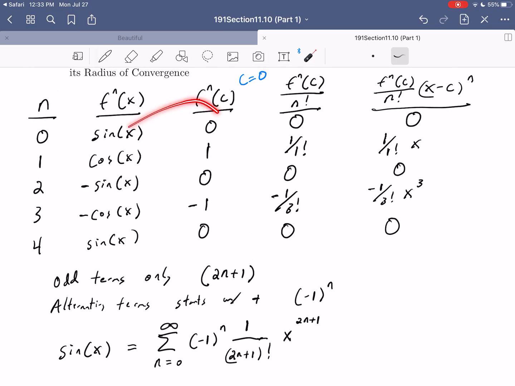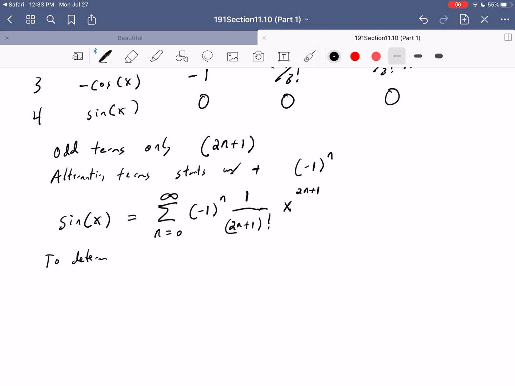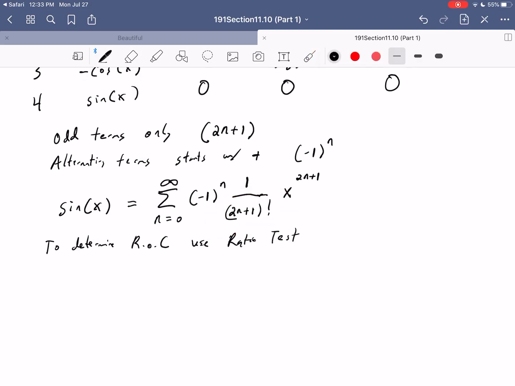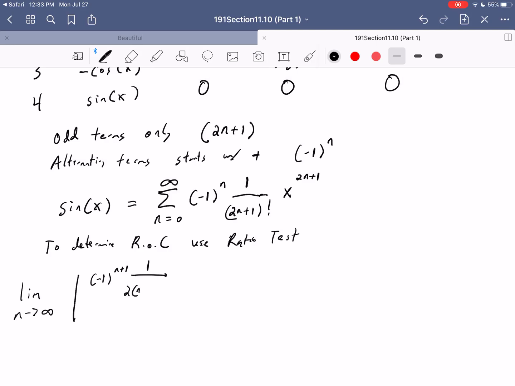Well, again, we built it sort of from scratch here, so we're going to need to use something like ratio test. So to determine ROC, we'll use ratio test again. Why are we choosing ratio test again? Well, it does have that factorial in there, so we might as well go ahead and use it. So we'll need to take the limit as n goes to infinity, absolute value, plug in n plus 1 in here, so I guess we'll have minus 1 to the n plus 1, 1 over 2 times n plus 1 factorial, x to the 2 n plus 1 plus 1, all divided by minus 1 to the n, 1 over 2n plus 1 factorial, x to the 2n plus 1.